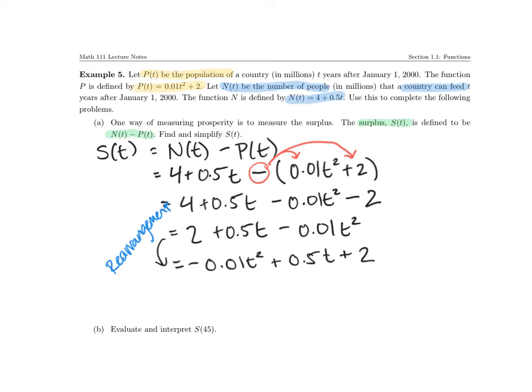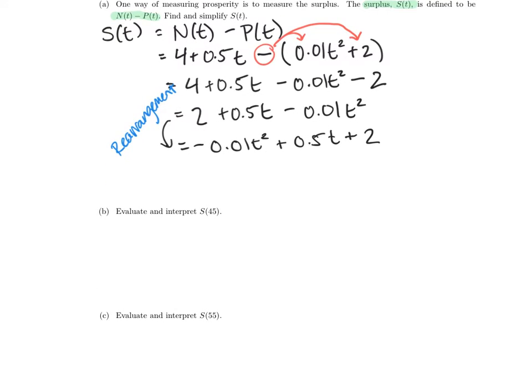The next two parts, B and C, ask us to evaluate and interpret. Whenever it says evaluate, that means we're going to plug something in, in this case 45. And whenever it says interpret, I want you to write a sentence, because numbers are just numbers until they mean something. Since this is a story problem, I want us to put our answer into a context. So for each of these, we're going to plug something in and write a sentence about it.